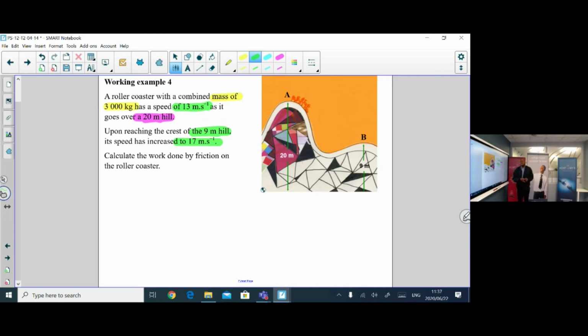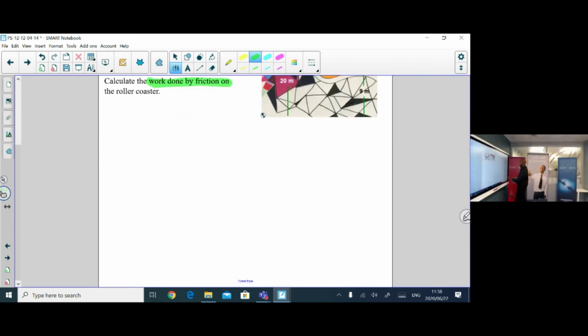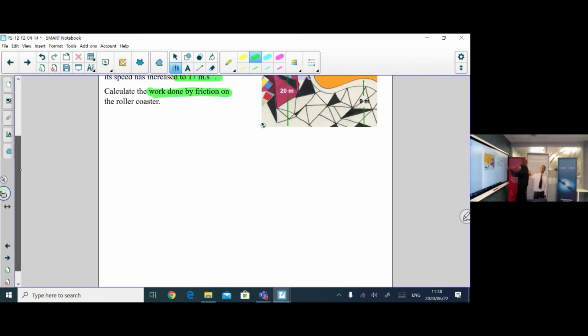At point A, we have the mass of 3,000. At point B, we have a height of 30. We have the mass of 3,000. We have the velocity of 17 meters per second. Okay. Calculate the work done by friction on the roller coaster. In other words, the moment you see this, it's a non-conservative force that is always opposing the motion. All right, let me extend the page so that we can work on this.